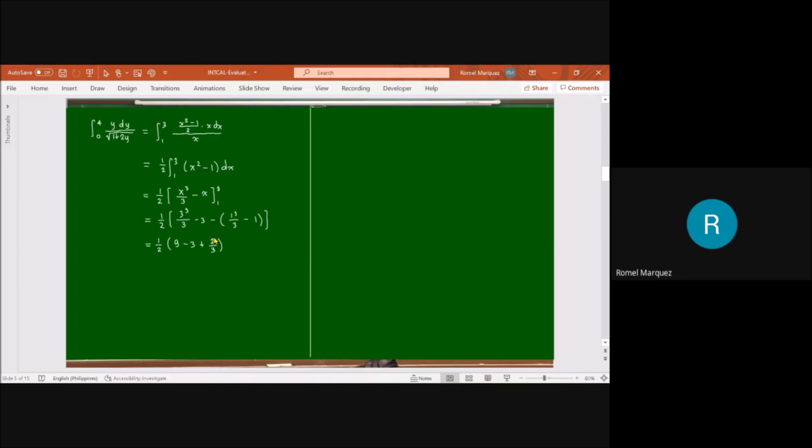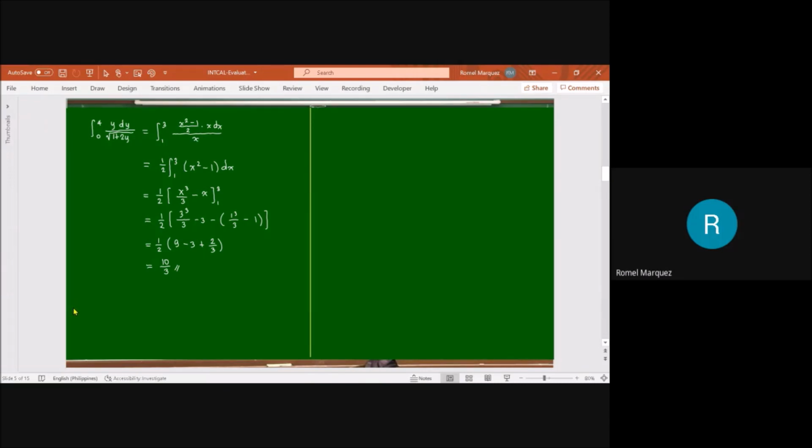That's my calculator. So 9 minus 3, that is 6, plus 2/3. That is 20 over 3. Divided by 2, so getting 10 over 3, guys. This is 10 over 3. Okay, guys? Any question, guys?